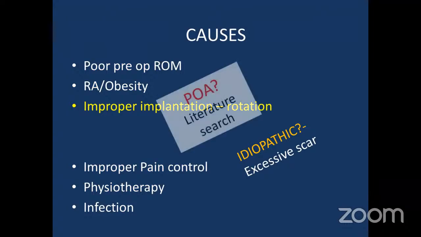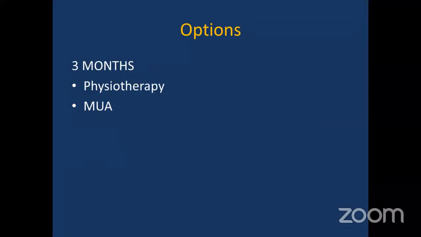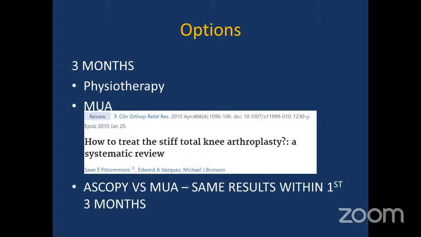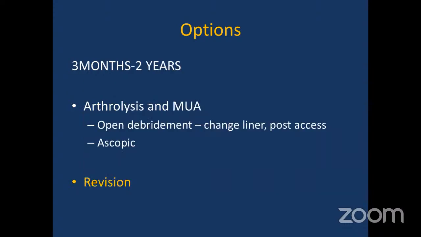Now, how do I approach this? What should I do at this stage to improve this patient? Should I do arthrolysis? Should I do a revision? Looking at the literature, what they say is that if it comes within the first 3 months, physiotherapy and MUA is probably the first thing you'd need to do. The most important thing is actually pain relief following the surgery. In fact, arthroscopy and MUA probably give almost the same results within the first 3 months. But after 3 months, MUA is probably not as good. You probably will need to do an arthrolysis.